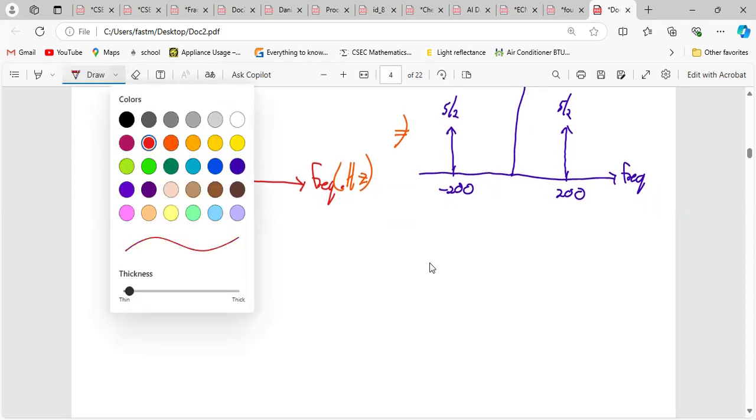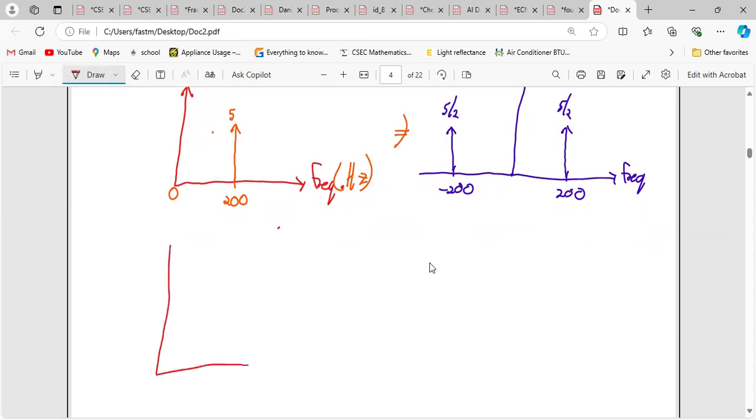Phase, same thing, single-sided. Frequency, we know what the y-axis is, it's theta_k. We have a spoke at 200 going up to 90 degrees, or pi on 2. Whichever one you pick to use, don't change it up. And that is your phase spectrum.